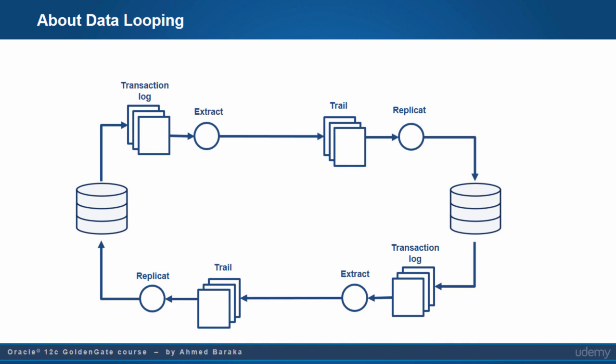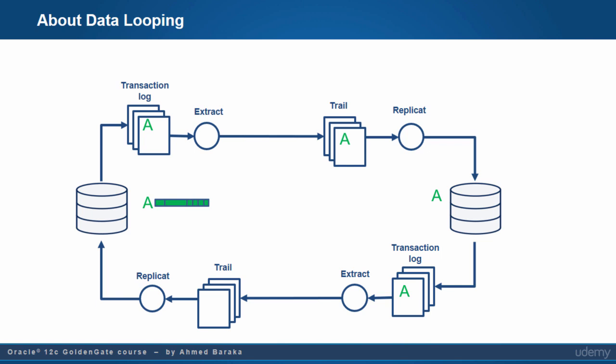In this diagram, I will explain the data looping issue in the bidirectional replication configuration. Suppose a DML statement is issued in the source database that updates a record A. As always, that operation will be stored in the transaction log files, and the extract process saves it in the remote trail file. The replication will implement the same update in the target database.